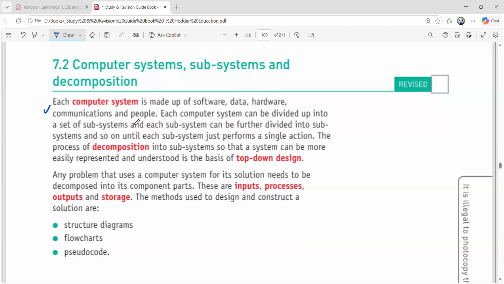Any problem that uses a computer system for its solution needs to be decomposed into its component parts. These are input, processes, output, and storage. Now, being very clear, this has come in one of our papers. How do we decompose? We perform decomposition by finding out which are the inputs to our requirement, which are the outcomes, which are the processes being performed, and what data will be stored also.